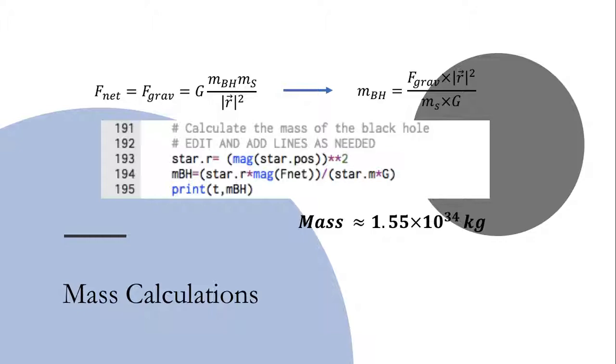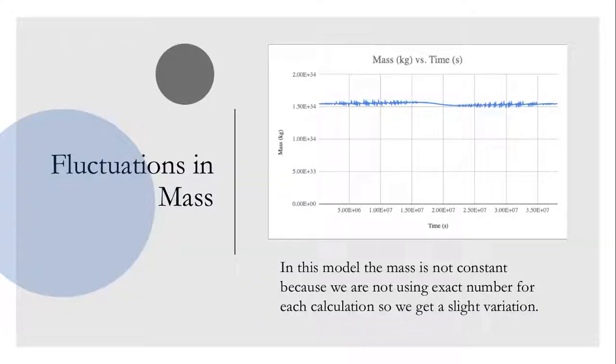While there were some calculations, we found that the average mass of the black hole was 1.55 times 10 to the 34th kilograms. We have fluctuations in the mass throughout the time that the code runs because we are not using exact numbers for each calculation, so we get slight variations, as seen in the graph above.